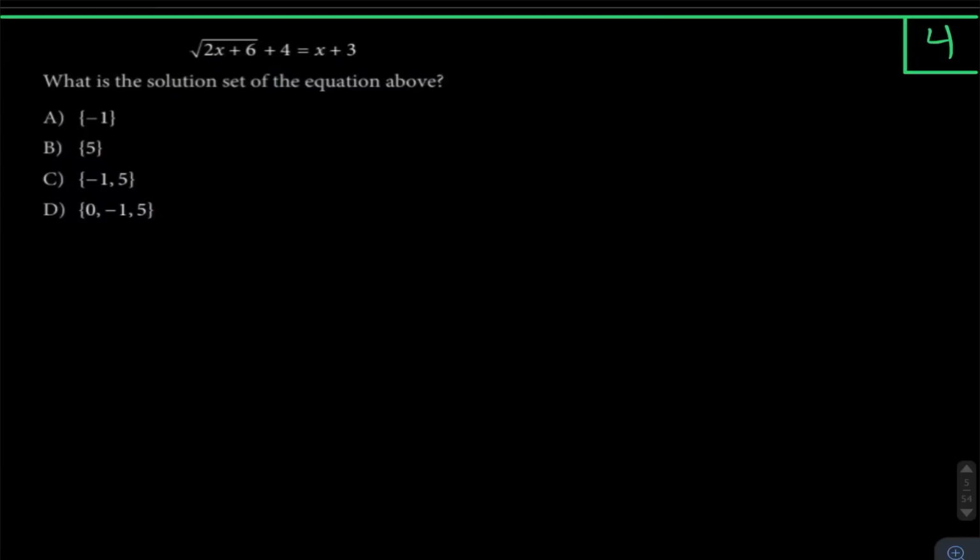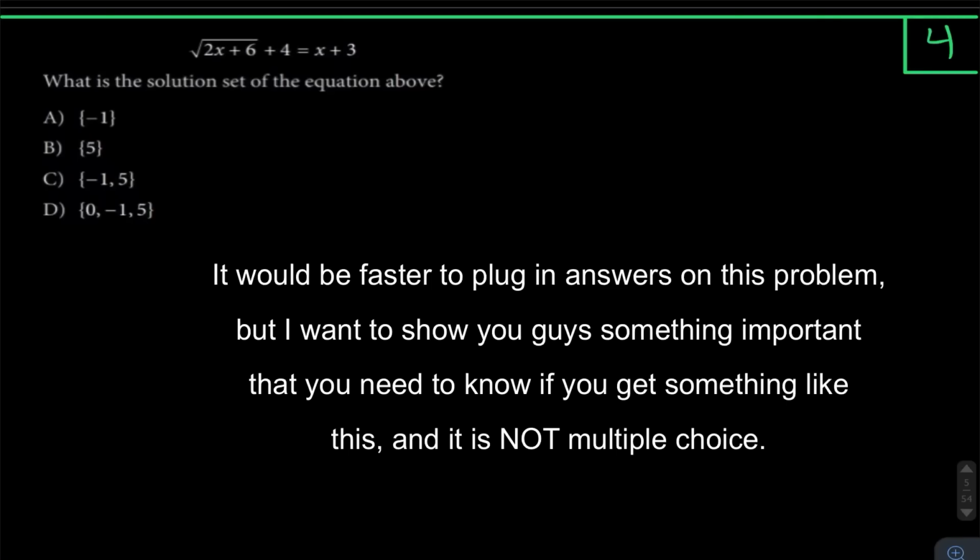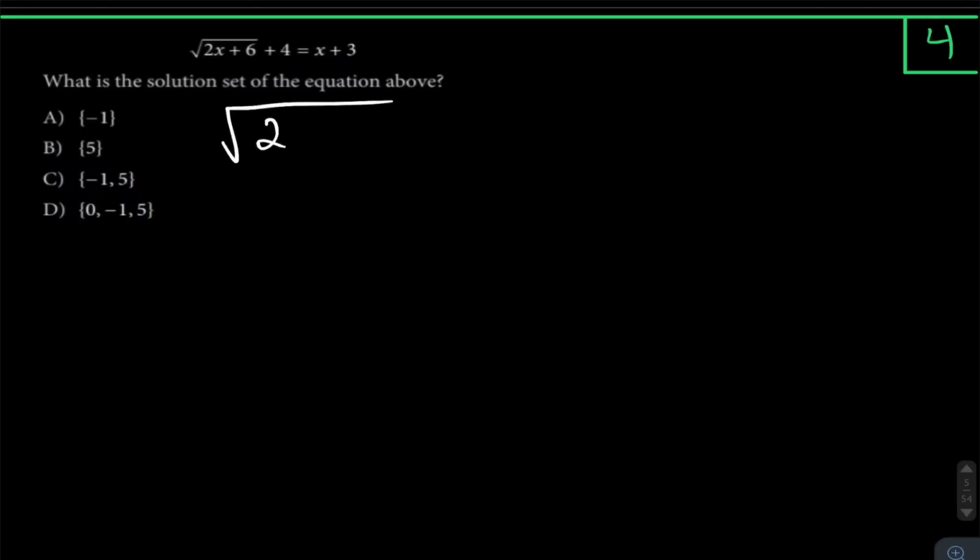And so let's just start solving this. It's asking for the solution set, meaning that we want to solve for x, okay? So let's start doing that. We have the square root of 2x plus 6, plus 4, equals x plus 3.